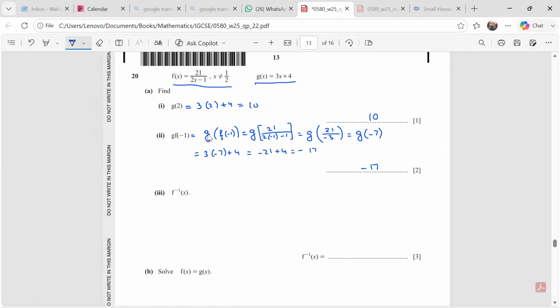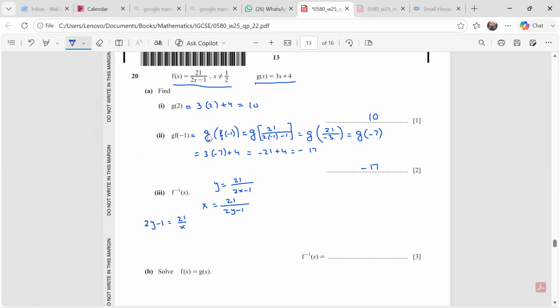Now we have to find f inverse of x. f of x is this function. How do we find the inverse function? Right now we have y equals 21 over 2x minus 1. In order to find the inverse function, we replace x and y. So it becomes x equals 21 over 2y minus 1. Now I need to isolate y. So 2y minus 1 is equal to 21 over x.